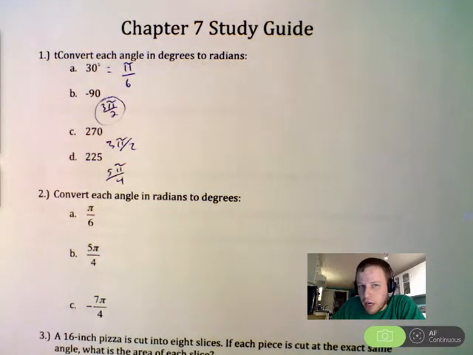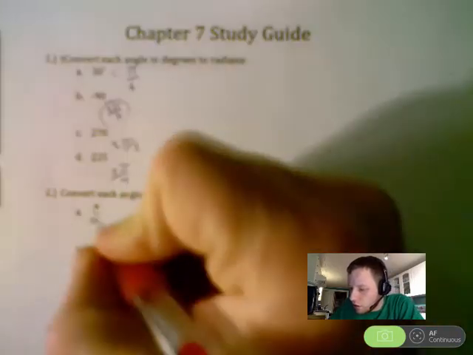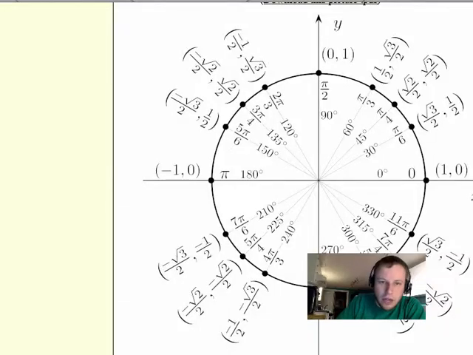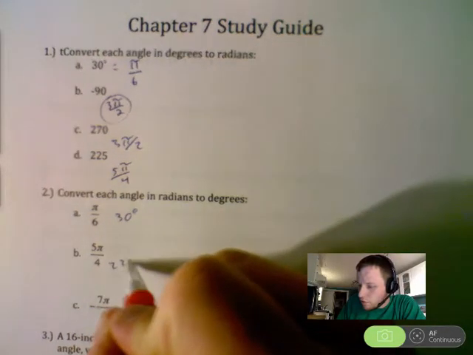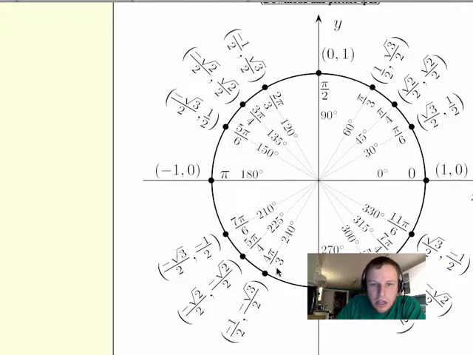Now, if we're converting from an angle in radians to degrees, we do the opposite way. Pi over 6 ends up being 30 degrees. 5 pi over 4, if you can't remember, come here. It's 225 degrees. Negative 7 pi over 4, once again, here is positive 7 pi over 4 right here at 315. So negative, we would have to go the opposite way, which ends up being just pi over 4, which is 45 degrees.